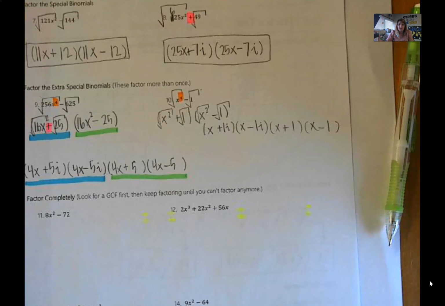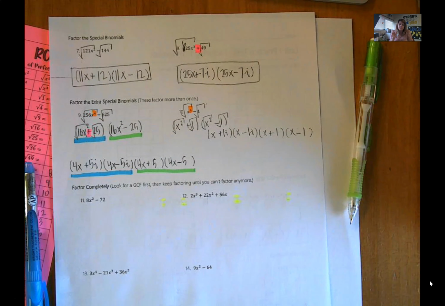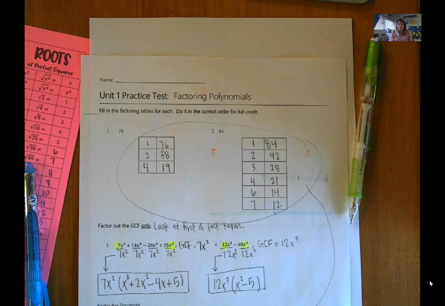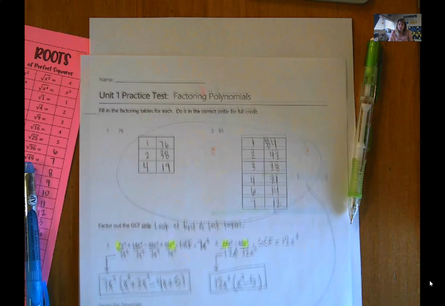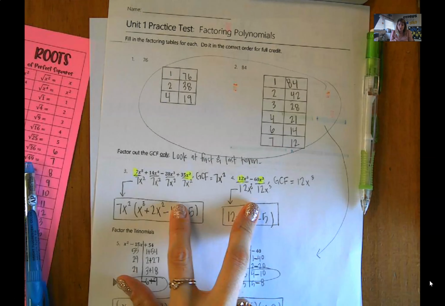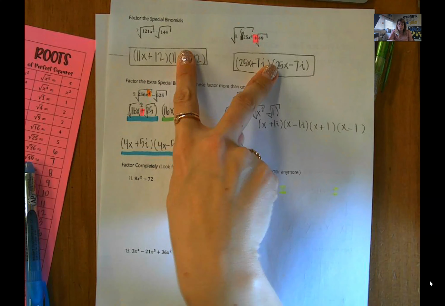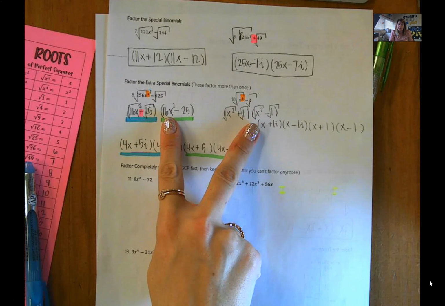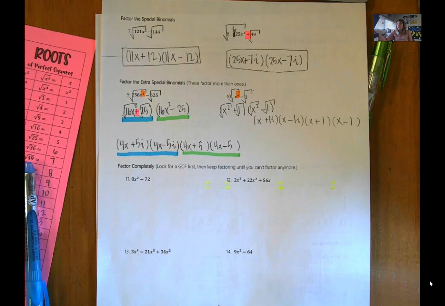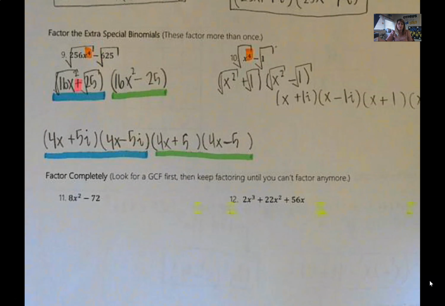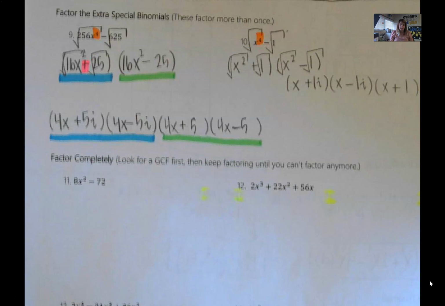So before we finish up, I just want to zoom out and I want to remind you that on your test, you will have 2 tables, 2 GCF only, 2 trinomials, 2 binomials, 2 extra special binomials, and then lastly, you're going to have 4 that tell you to factor completely.